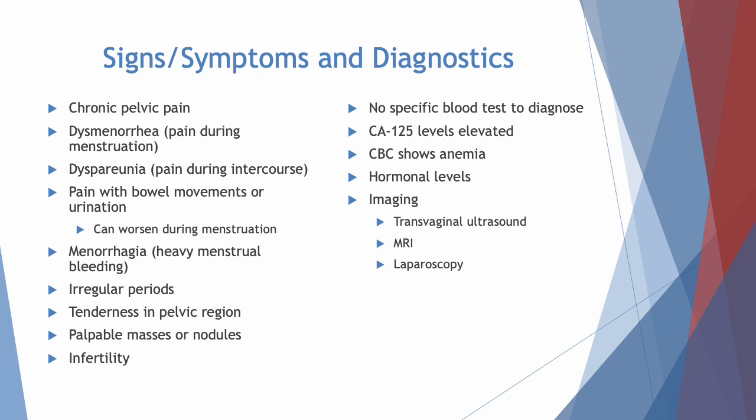Common signs and symptoms of endometriosis include chronic pelvic pain, dysmenorrhea or pain during menstruation, dyspareunia or pain during intercourse, pain with bowel movements or urination, and this can worsen during menstruation. Also menorrhagia, which is heavy menstrual bleeding, irregular periods, tenderness in the pelvic region, palpable masses or nodules, and infertility.